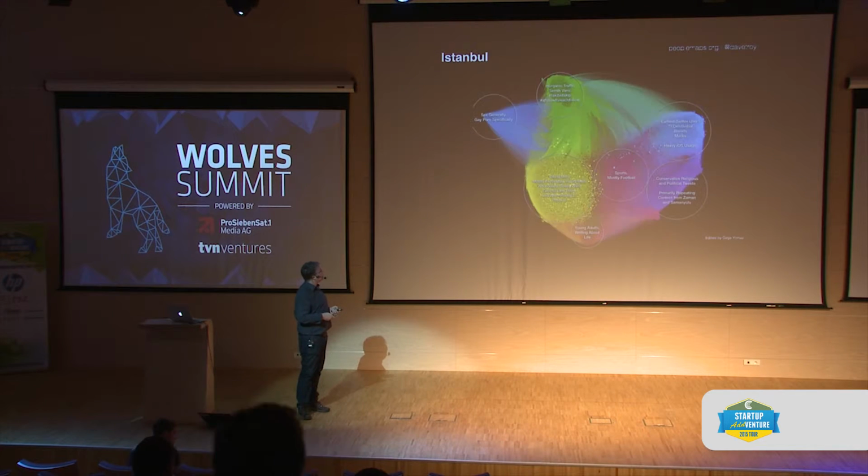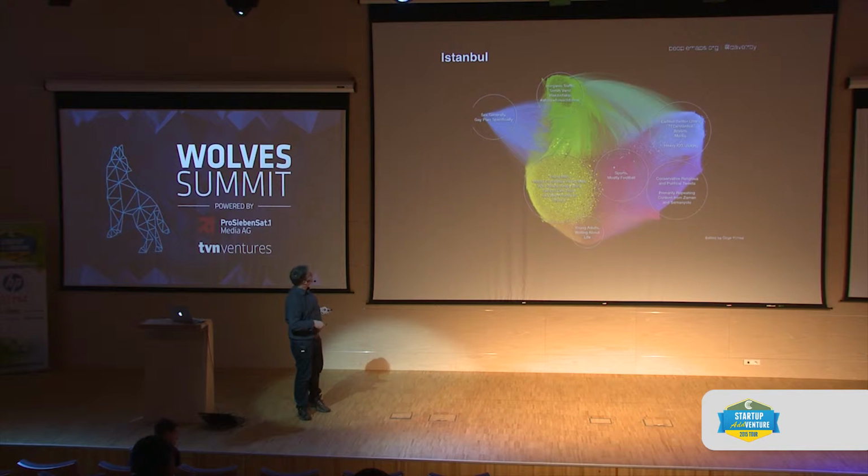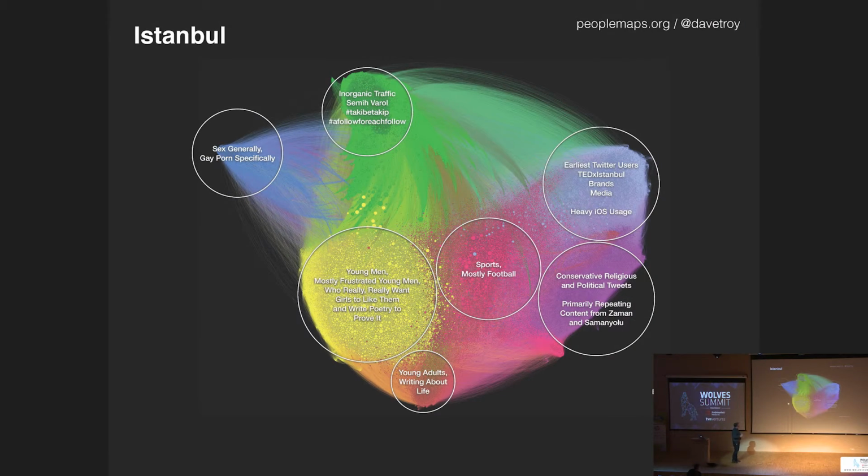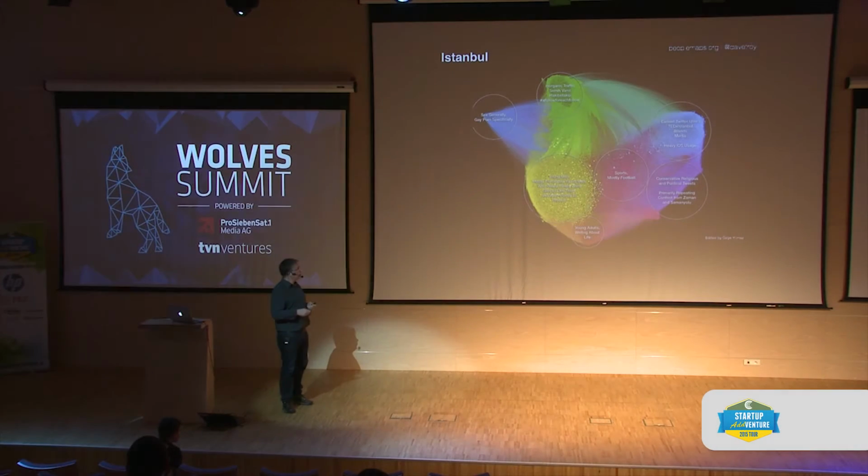Let's look at a couple of other examples. This is Istanbul, and I made this map a few months ago, and a couple of interesting things also jump out here. One of the most interesting things is that there is a group here of what I call young men, mostly frustrated young men, who really, really want girls to like them, and they write poetry to prove it. Now, you may wonder how I arrived at a conclusion like that by looking at this data. But by really sort of eavesdropping on what these guys are saying and looking at hashtags and links that they're sharing, it's very clear that these guys are about 17 to 21 years old, looking for girls, looking for jobs, and trying to find meaning in their lives.